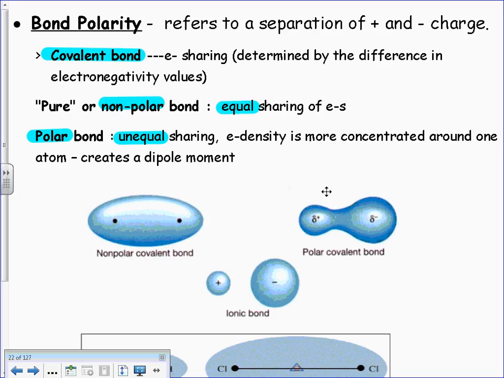Okay, this is an example of bond polarity. If we're talking about bond polarity, one of the trends, which is probably the most important trend that we're talking about here, is electronegativity, okay? The difference in electronegativity values is really the only way you're going to be able to predict a covalent bond, because we're all the way covalent now.